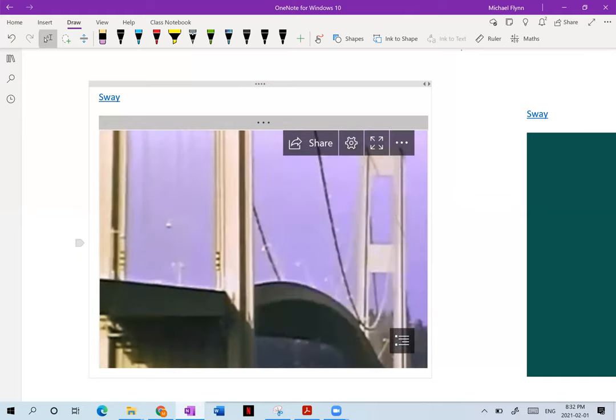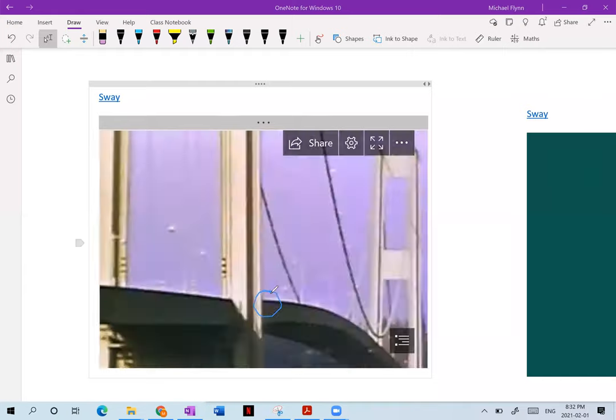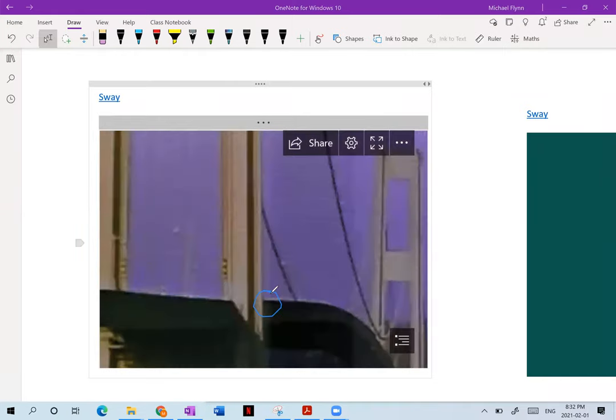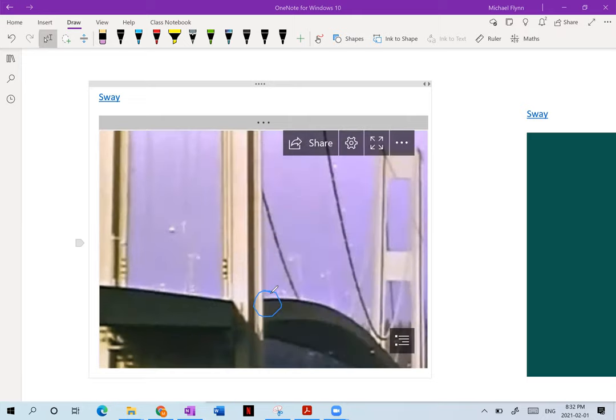I have to turn on my annotations. It's right there. Okay. See, you just catch a glimpse. There's a car right there. And there is an occupant in the car. There was a man and there's also a dog.